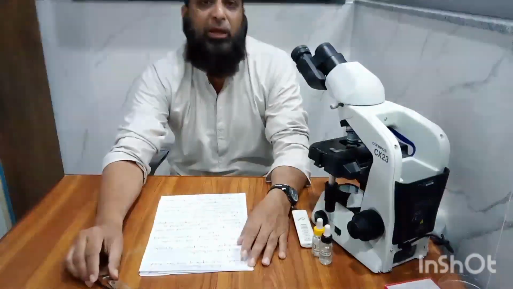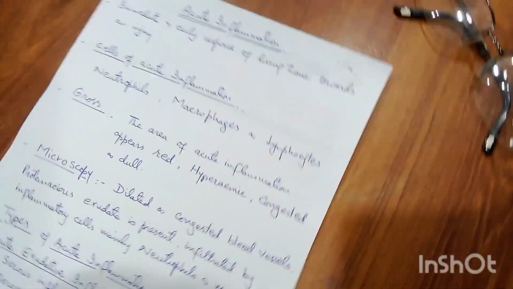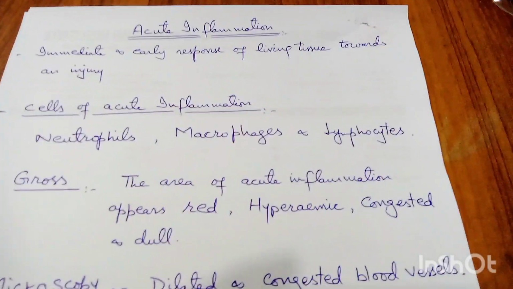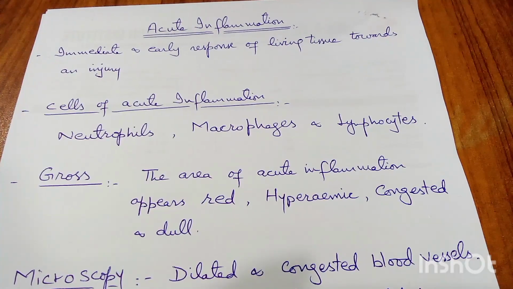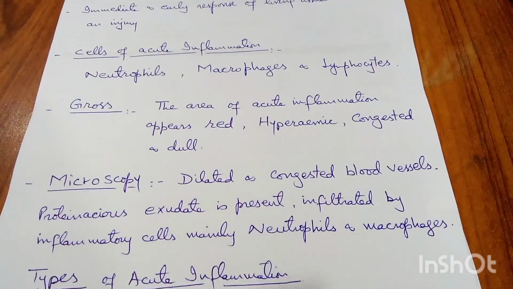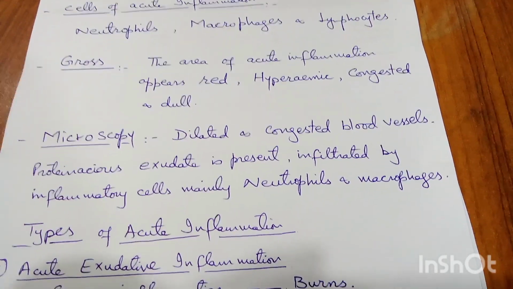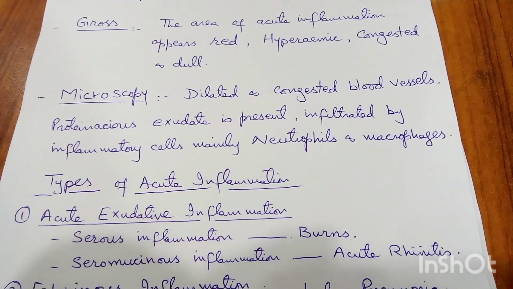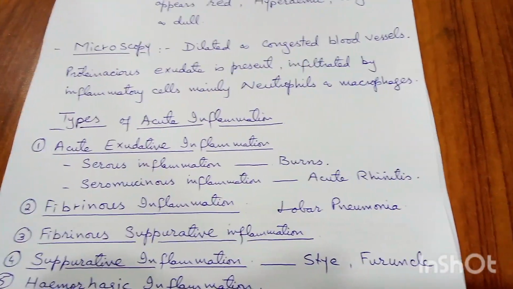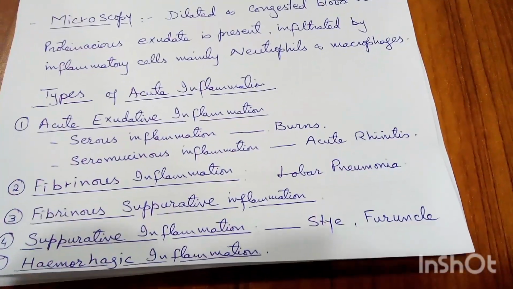Please give me the camera so that I may give you a closer look in a written manner. Students, you can see acute inflammation, the definition, cells of acute inflammation, gross appearance of the acutely inflamed area, microscopic picture and types of inflammation.